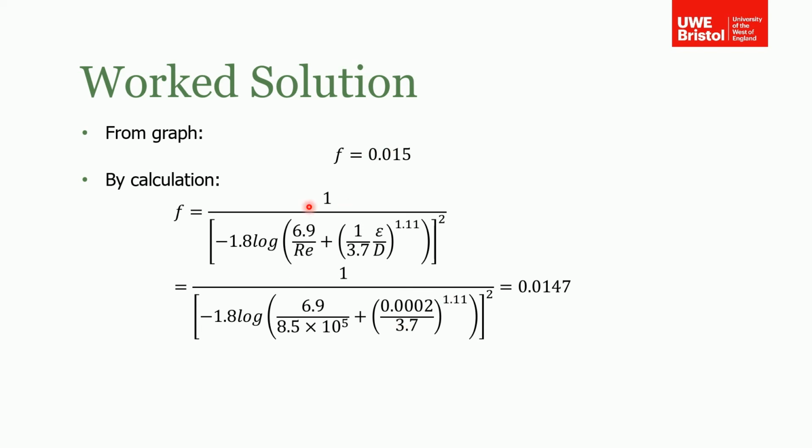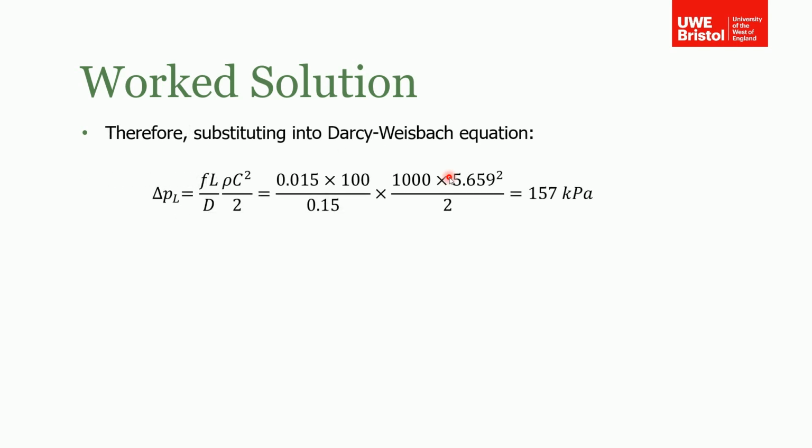And just to show you, you could use the formula. So this formula allows you to calculate the friction factor directly. And if you do that, it's slightly more accurate, but you can see this is good enough. It comes out at 0.0147. So we put that into the Darcy Weisbach equation. So the friction factor times the length times the density times velocity squared, all over twice the diameter. And if we do that, we end up with the answer of the pressure loss, which is 157 kilopascals.